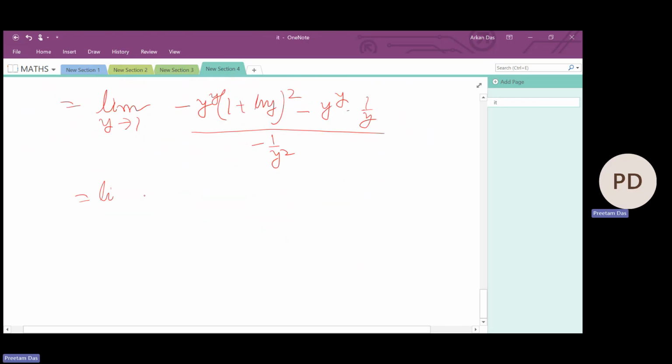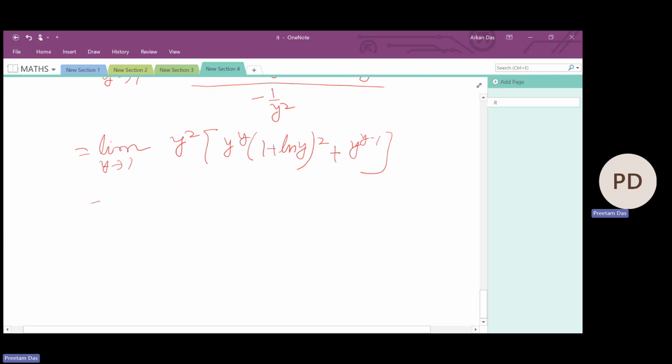So now this limit y tends to 1. Overall, I can write it as y square times y raised to y times 1 plus ln y whole square plus y raised to y minus 1. Now no problem here in substituting 1. We can easily substitute 1 here. So what will we get? 1 and then 1 plus 1. So 2 is the correct answer. So this will be B.